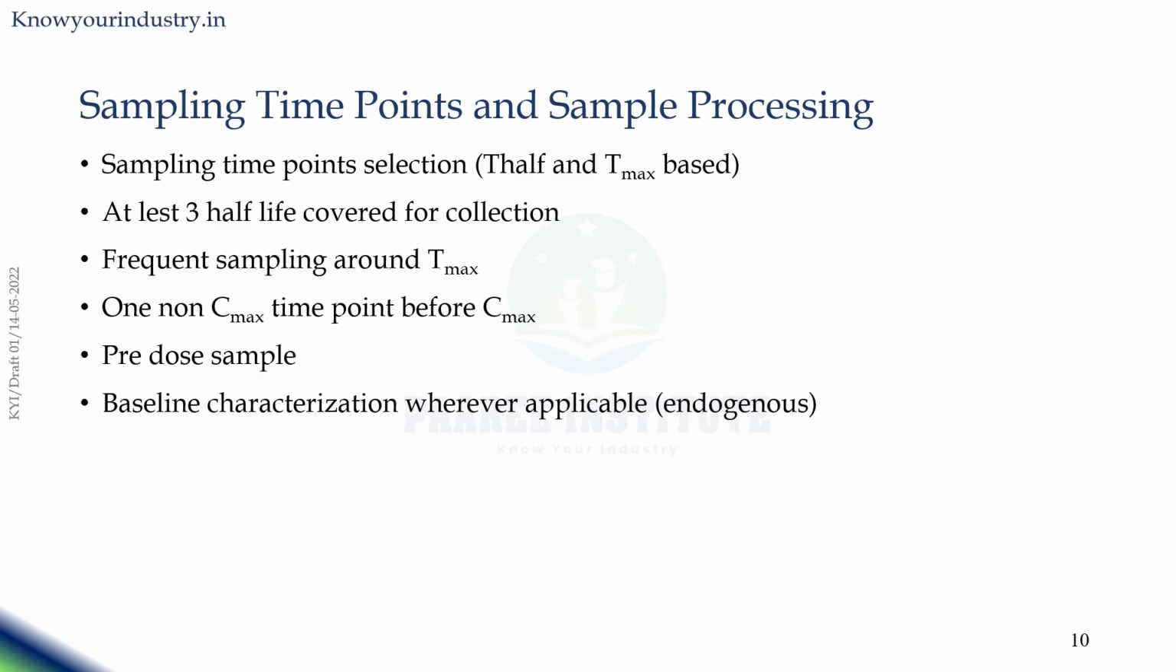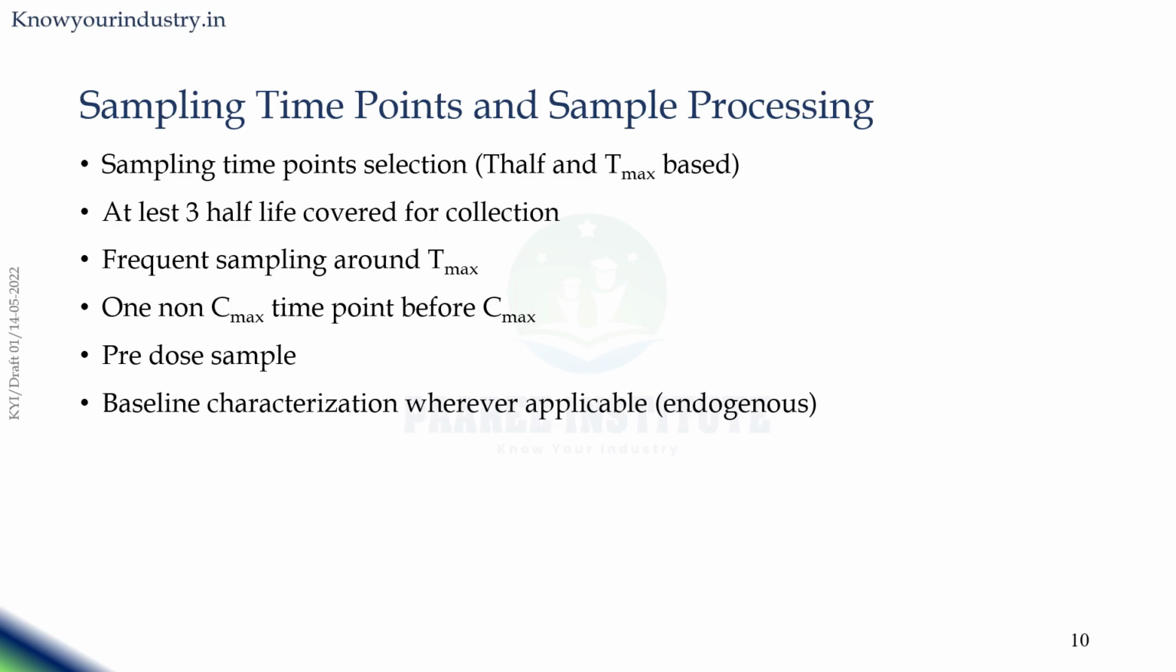For example, if you have a Tmax of 45 minutes, it's a fast absorbing drug. Then you have to have more time points around the Tmax, because by the Tmax, most of the absorption gets completed. So you are characterizing the absorption property of the pharmacokinetics. Hence, it is important to characterize the absorption phase, and you need more time points around the Tmax.